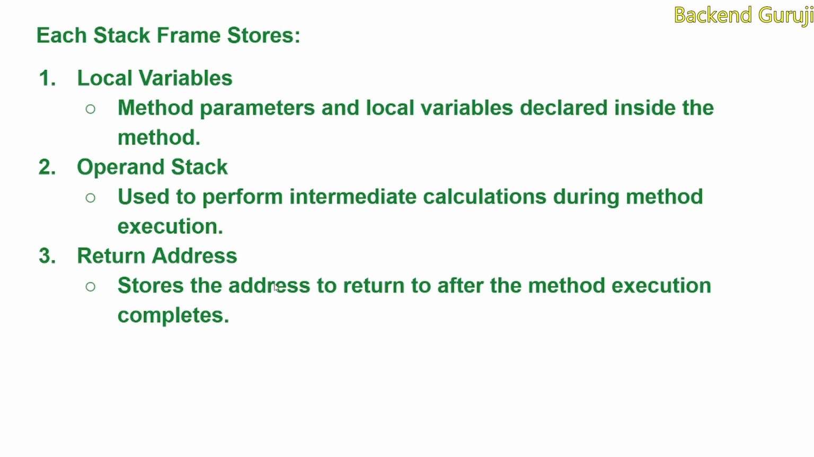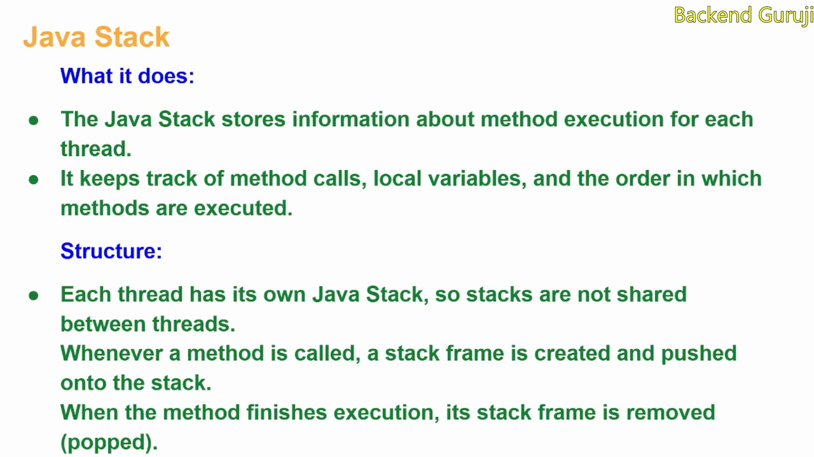The return address stores the address to return to after the method execution completes. We need to explain again what the Java Stack does. The Java Stack stores information about method execution. For each thread, it keeps track of method calls, local variables, and the order of method execution. Structure: each thread has its own Java Stack, so stacks are not shared between threads.